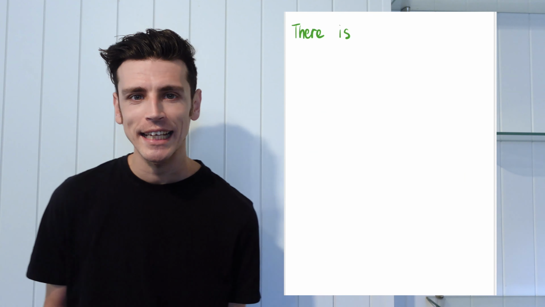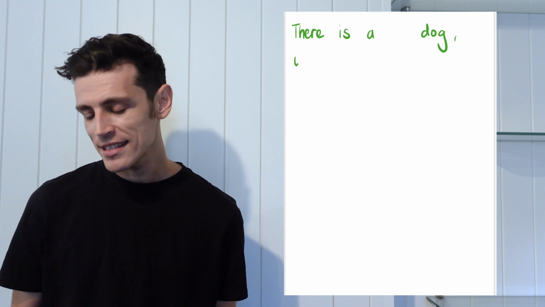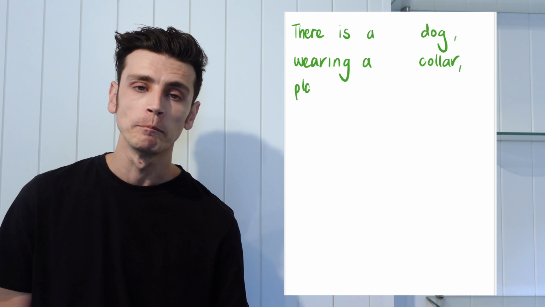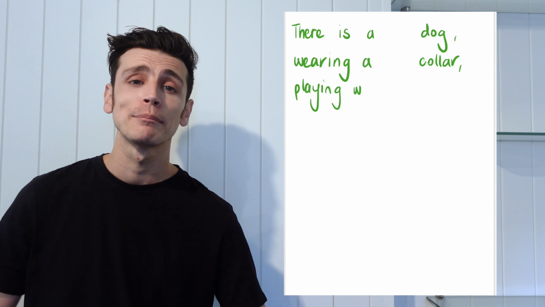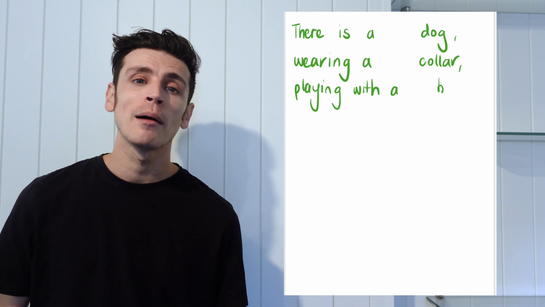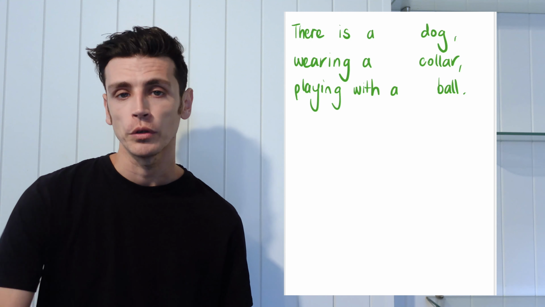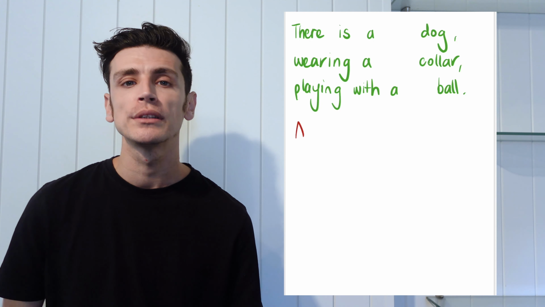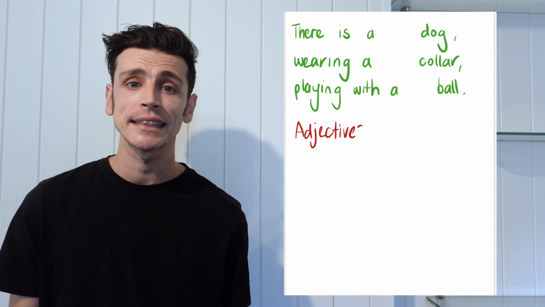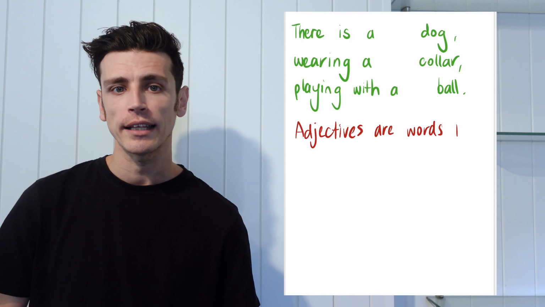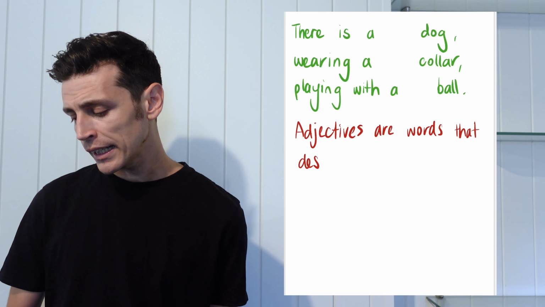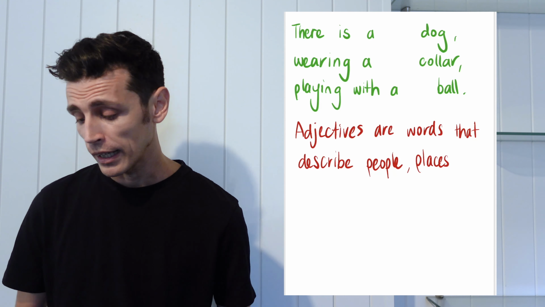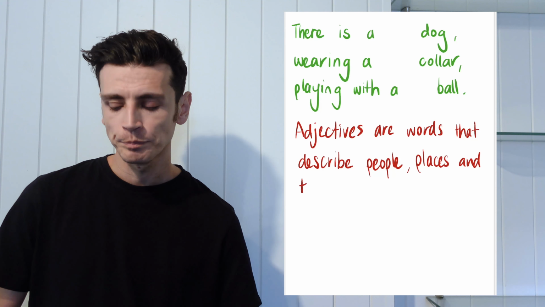So I've got a sentence here. The sentence is, there is a dog wearing a collar playing with a ball. Very simple sentence, but now I want to add in what's called an adjective. And adjectives are simply words that we use to describe places, people, things, etc. So we've got three nouns in this sentence. We've got, of course, dog, we've got collar, and we've got ball.